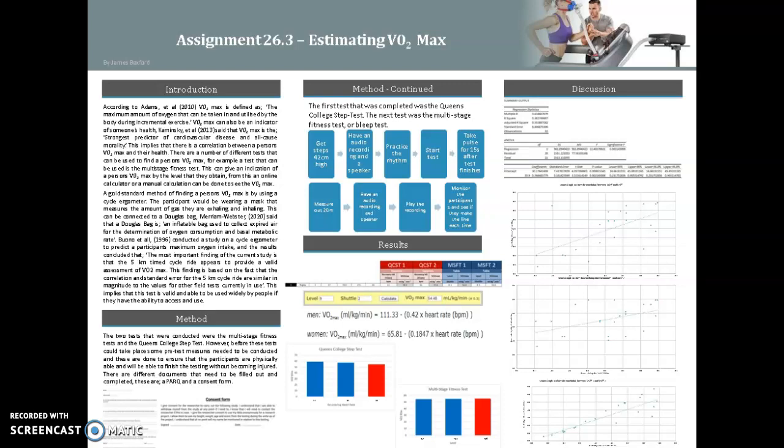Kaminsky et al. in 2013 said that VO2 max is the strongest predictor of cardiovascular disease and all-cause mortality. This implies that there is a correlation between a person's VO2 max and their health. Health is also very important because, from what Kaminsky said, if people have a low VO2 max, there's a chance that they'll die younger and they will also have cardiovascular diseases.